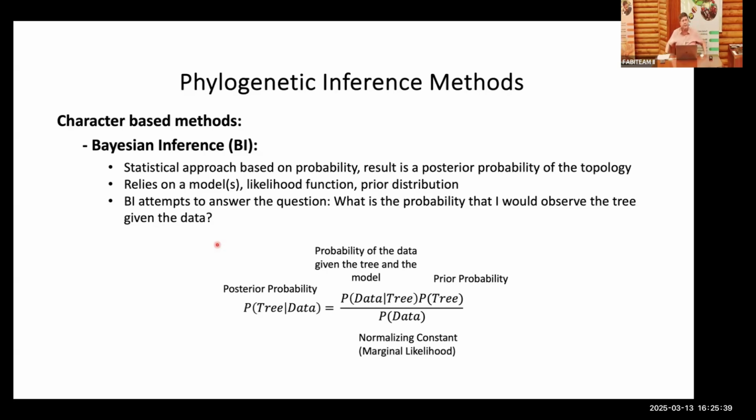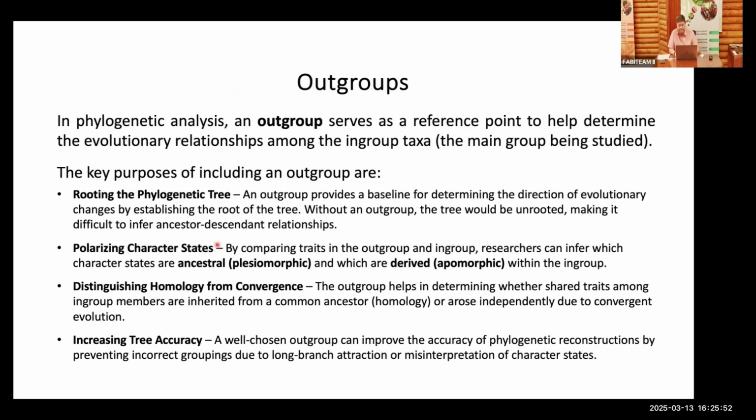Okay, so these are basically the three methods: parsimony, maximum likelihood, and Bayesian inference of phylogenies.